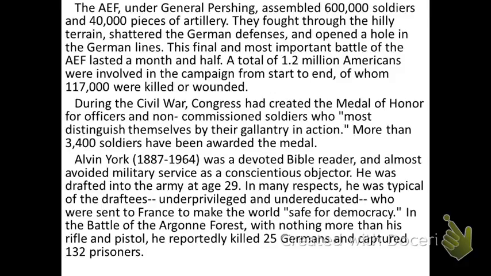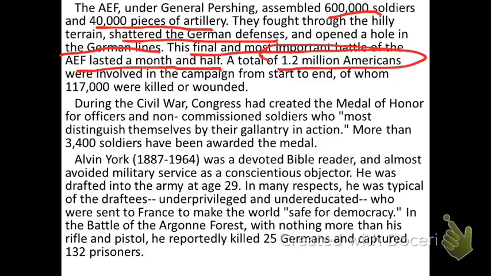The AEF under General Pershing assembled about 600,000 soldiers and 40,000 pieces of artillery. They fought through the hilly terrain, shattering the German defenses and opening a hole in the German lines. The final and most important battle of the AEF lasted a month and a half, about six weeks. A total of 1.2 million Americans were involved in the campaign from the beginning to the end, of which 117,000 were killed or wounded. I think this is also one of the vocabulary terms we went over a week or so ago. So 1.2 million were involved, 117,000 casualties, dead and wounded.